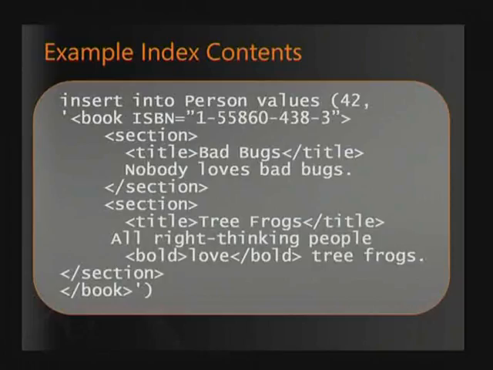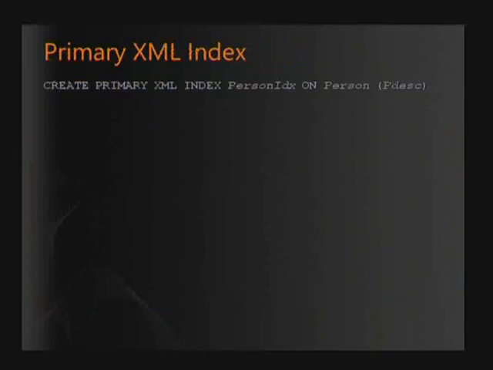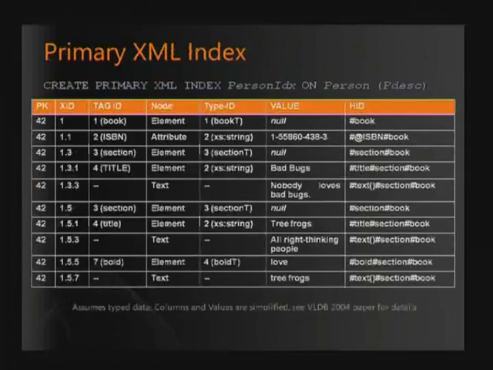So let's look at an example. If I take this simple XML document, a book with an ISBN attribute, section, title, some mixed content there, and do an index on it, how does that look? So this is the index structure, again a little bit simplified.